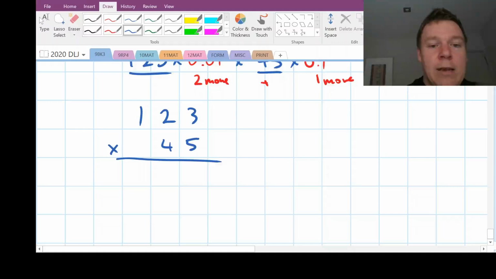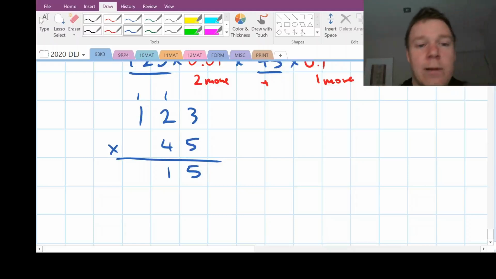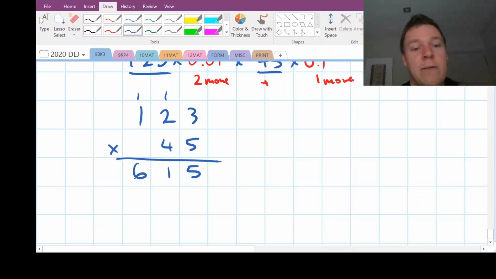5 times 3 is 15. Carry the 1 up. 5 times 2 is 10. Plus 1 is 11. Carry the 1 up. 5 times 1 is 5. Plus 1 is 6. We get 615 for that row.